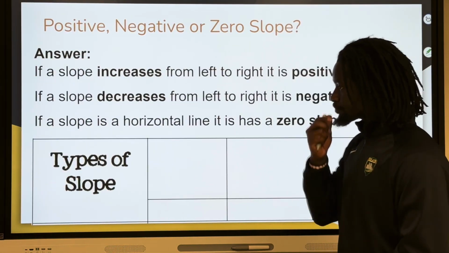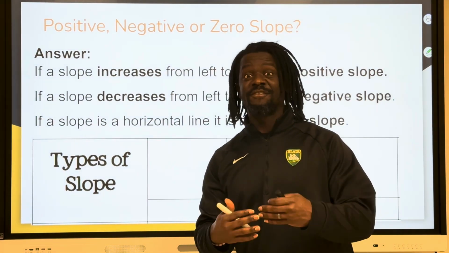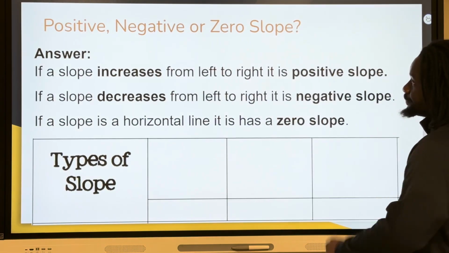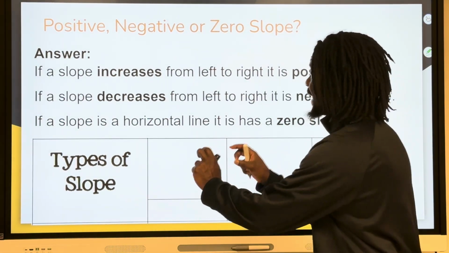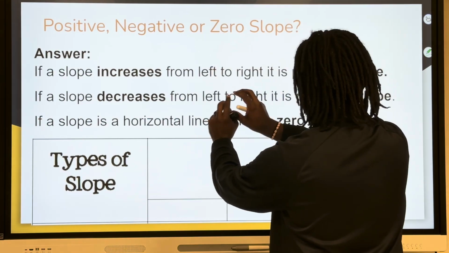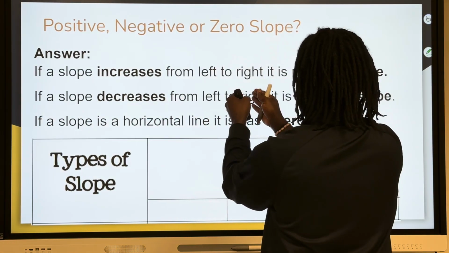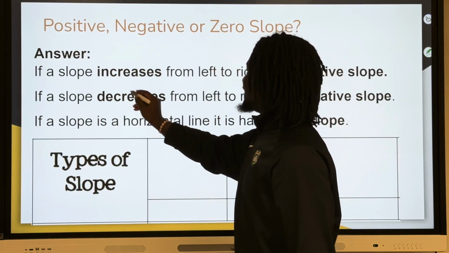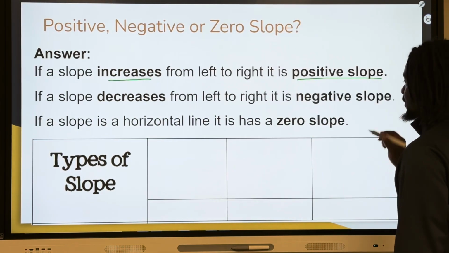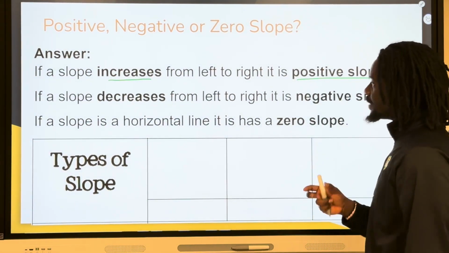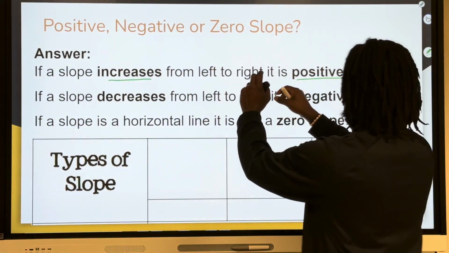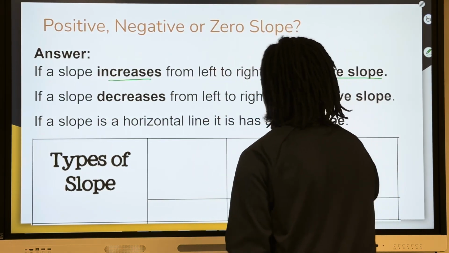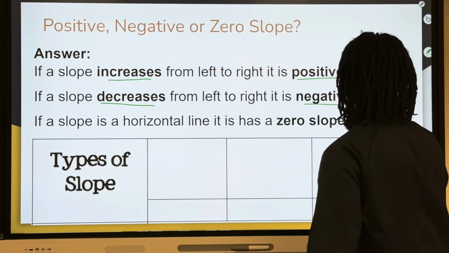All right. Now, do we have a positive slope, negative slope, or a zero slope? Well, if a slope increases from left to right, meaning it is going up, that means it is a positive slope, okay? If a slope is decreasing from left to right, so as you move left to right, it is going down, that is a negative slope.